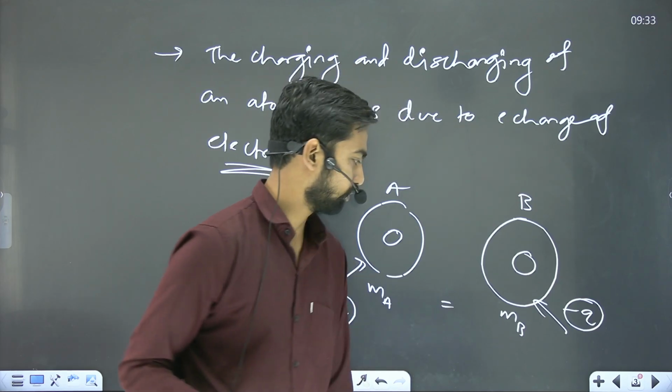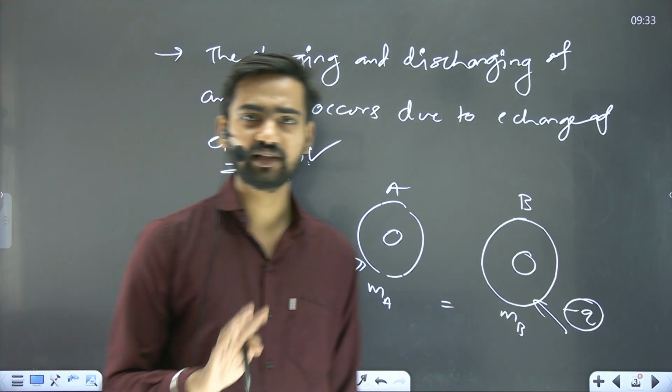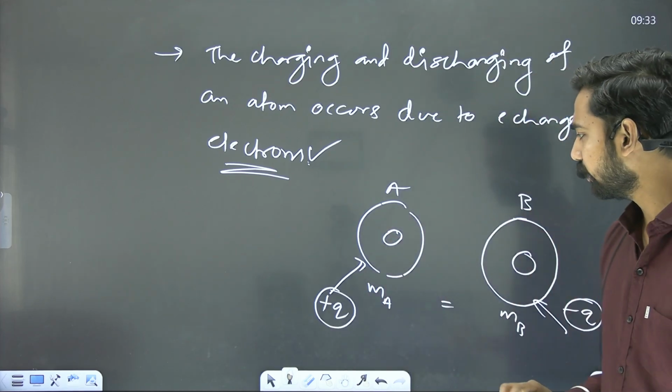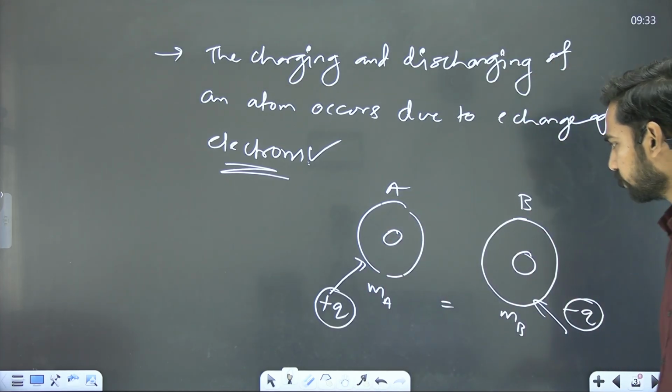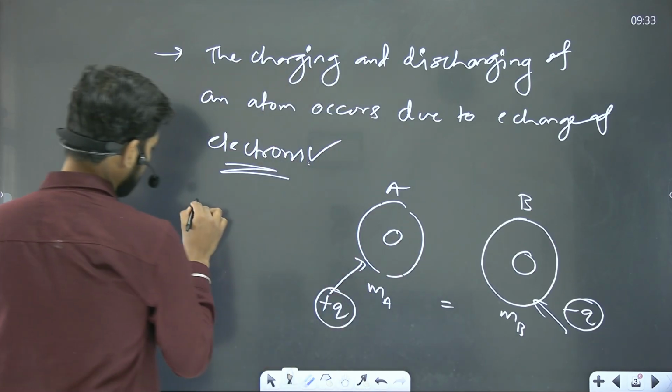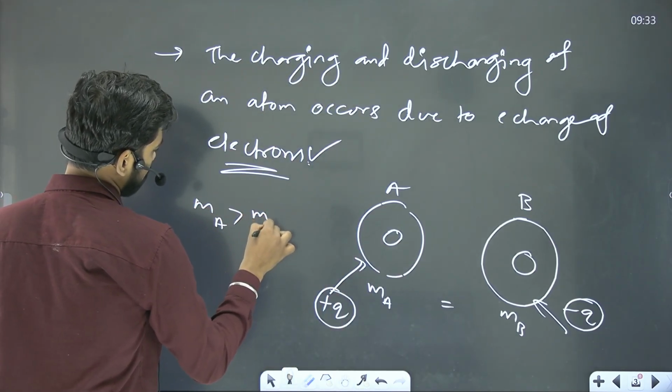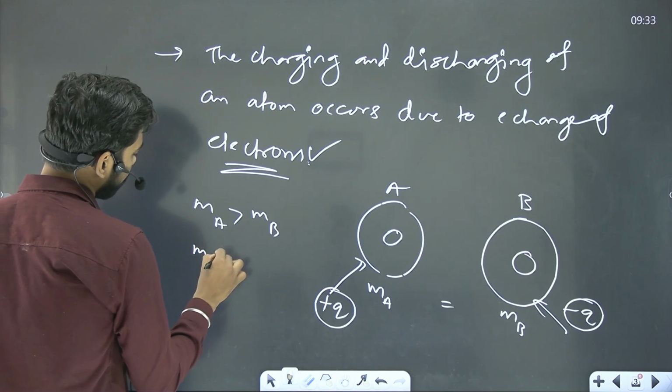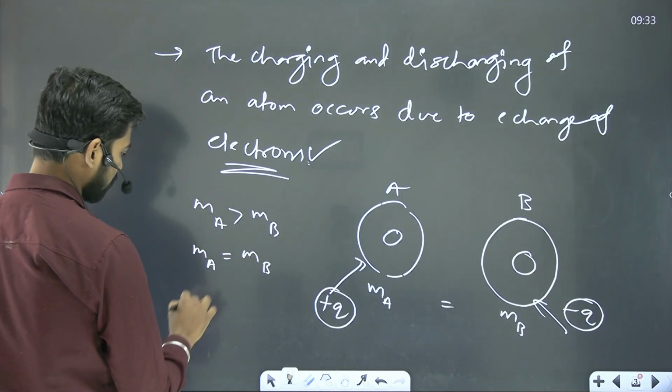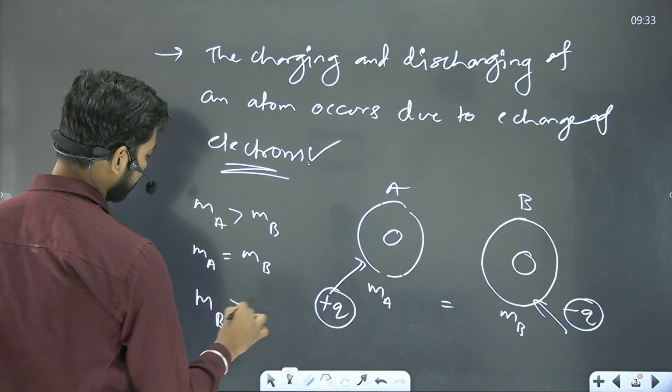Earlier, both of the atoms were having the same mass. Now, if I ask you one question, whether the mass of A will be greater than mass of B, or the mass of A will be equal to mass of B, or the mass of B will be greater than mass of A.